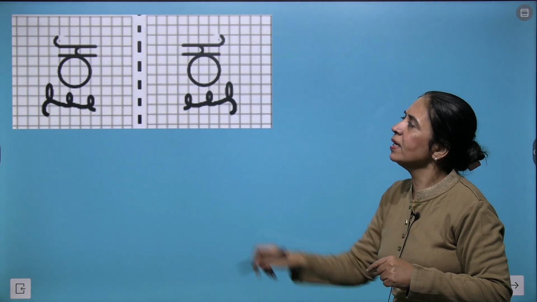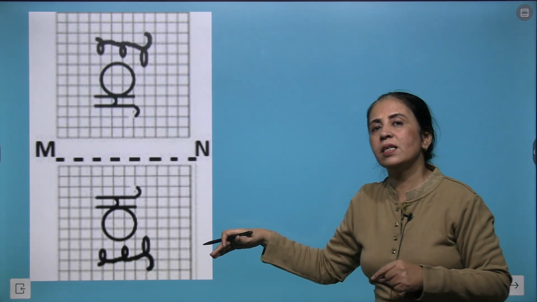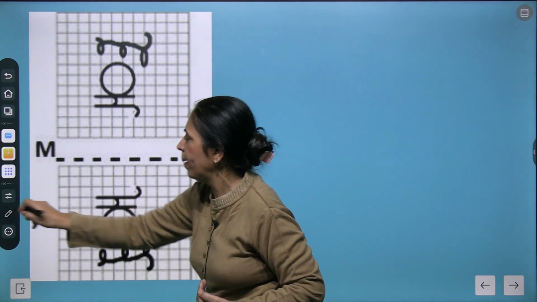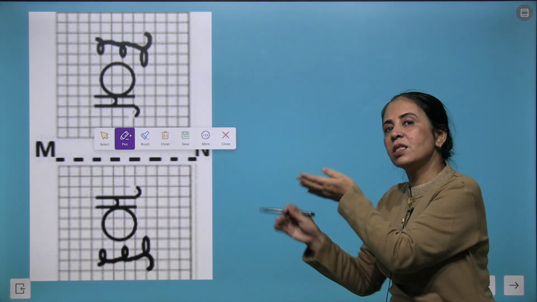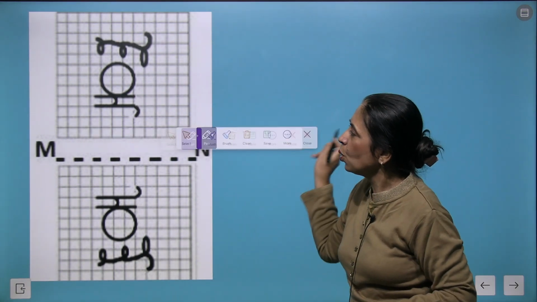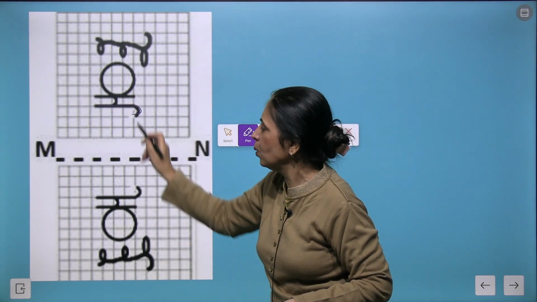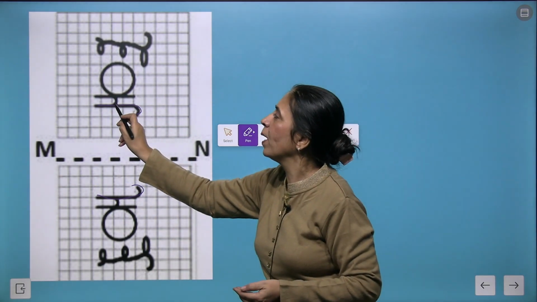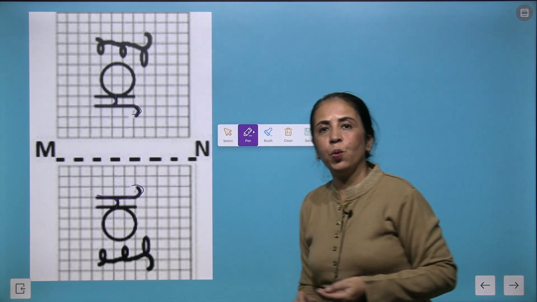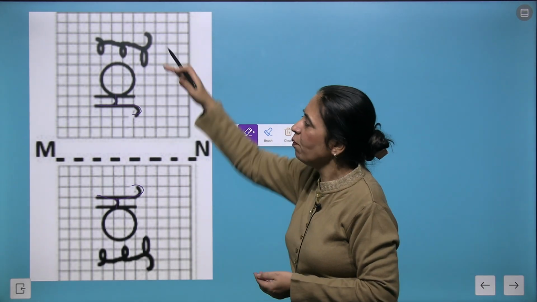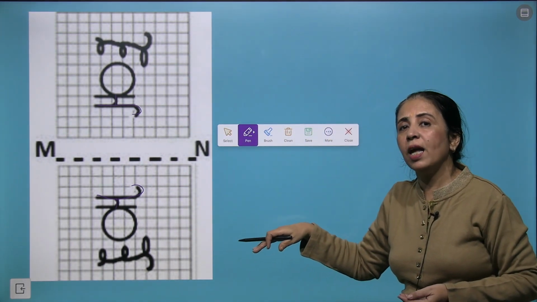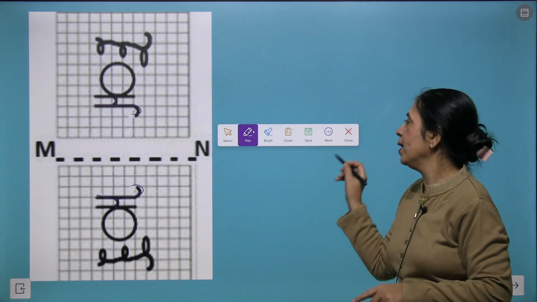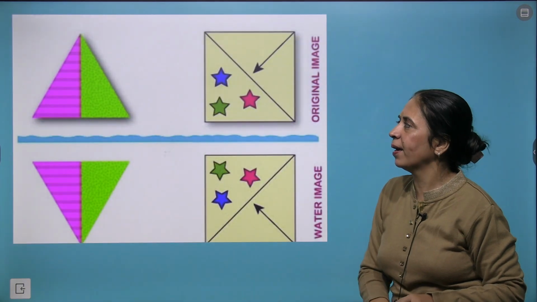So looking at this, let's see how it is different from water image. When you look at the water image, it is just upside down. So could you see that this is downside, it turns to upside over here, and here we are moving up, here we are moving down. So this way we get another reflection in the water, and it is called water image of any special character.